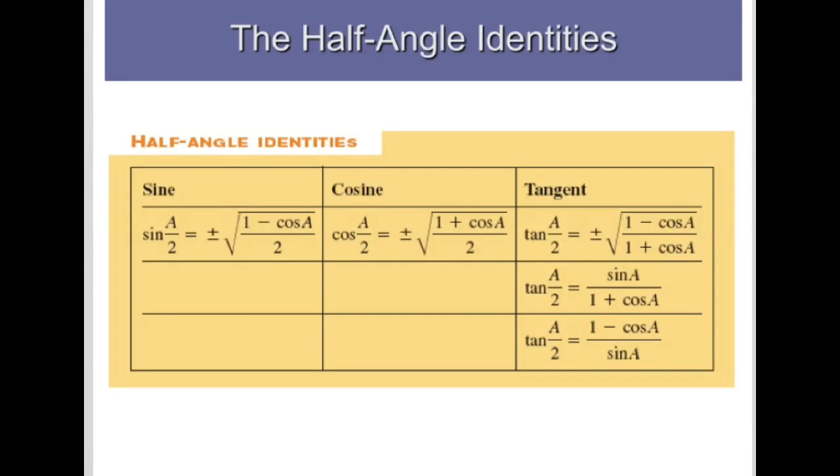One other thing that you do need to notice, and that is each one of these has a plus or minus in front of it. You will either use the positive or the negative version, depending on what quadrant the angle that you're trying to find the trig function for is located. And I'll show you how to do that as we work through a few examples.